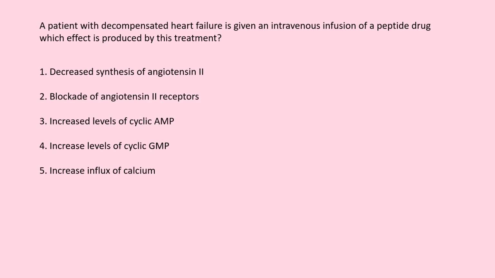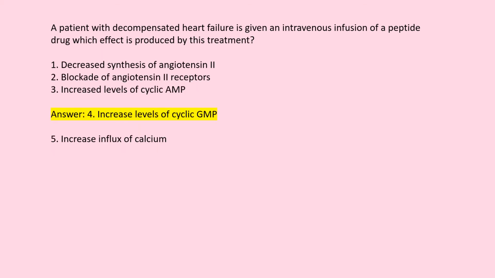A patient with decompensated heart failure is given an intravenous infusion of a peptide drug. Which effect is produced by this treatment? 1. Decreased synthesis of angiotensin II. 2. Blockade of angiotensin II receptors. 3. Increased levels of cyclic AMP. 4. Increased levels of cyclic GMP. 5. Increased influx of calcium. Answer: 4. Increased levels of cyclic GMP.